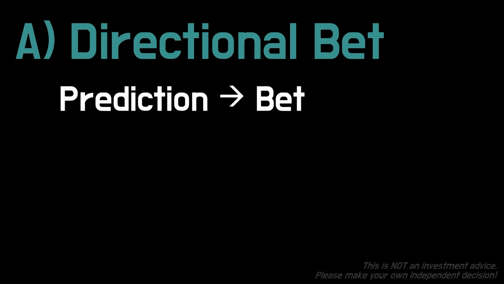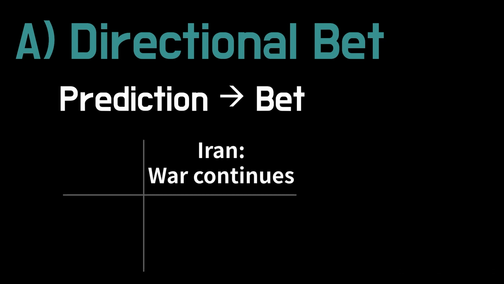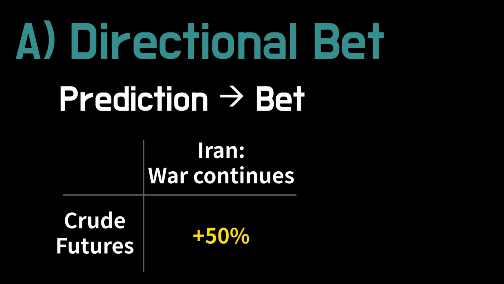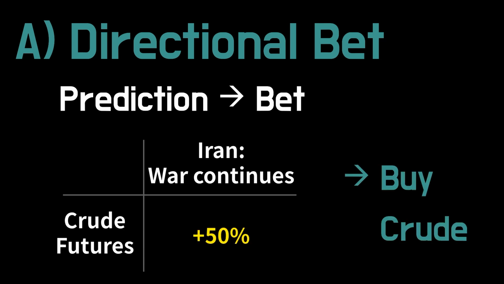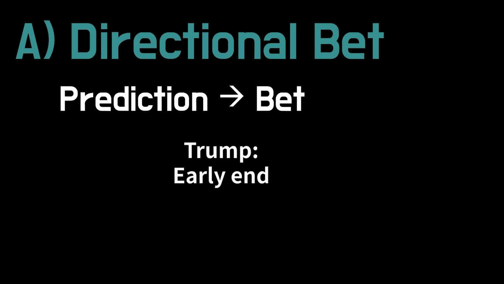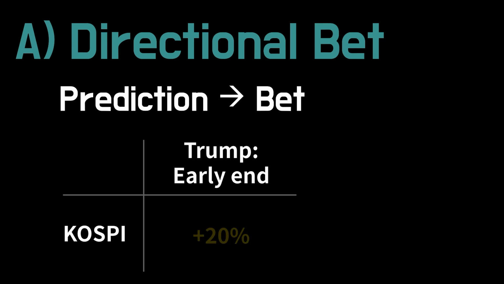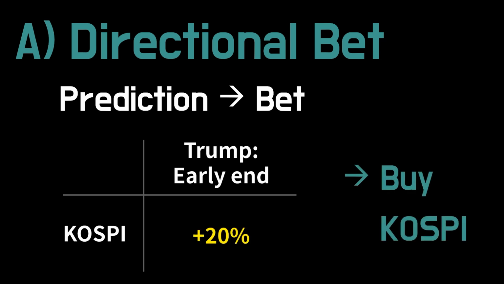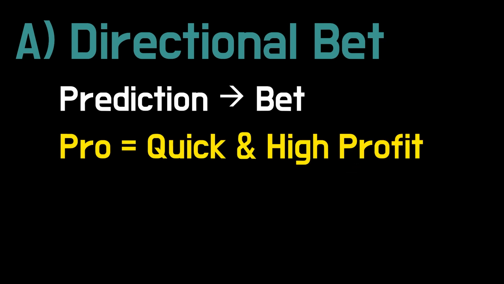it. For example, if you believe that the war in Iran will continue for long term, we can expect the oil price to increase at least 50% in short term. And if you believe this, you can invest in the crude futures. However, if you believe in what President Trump is saying, and that the war will end pretty soon, then we can expect the Kospi to rebound, and so we can invest in the Kospi index. The pro of this strategy is that we can make high profit very quickly.